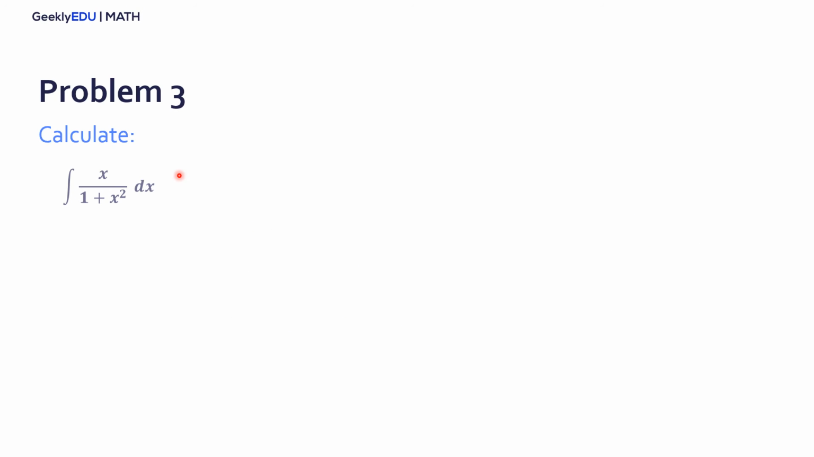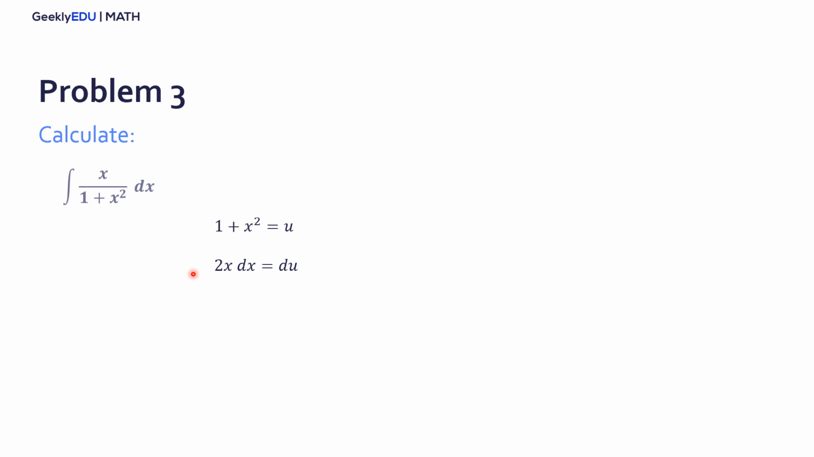Now the last problem for today is problem number 3. We want to calculate the integral of x over 1 plus x squared dx. So the trick here, we just take what is complicated, in this case 1 plus x squared, and call it u. Now we derivate both sides to find the x and the u. So the derivative of 1 plus x squared with respect to x is 2x, and of u with respect to u is 1. So we have that 2x dx equals du.